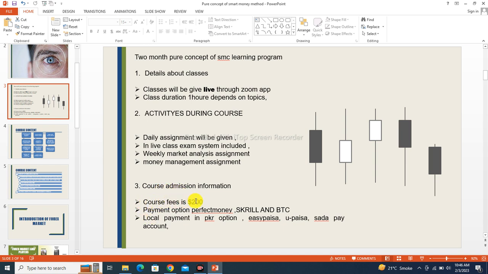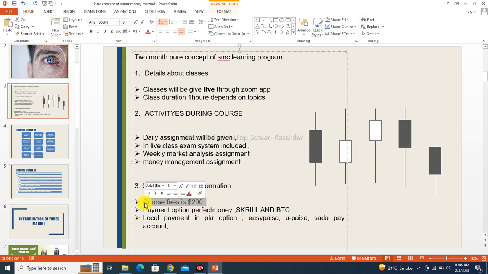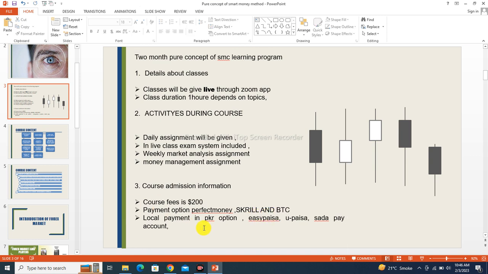Course fee is $200. Payment options are Perfect Money, Skrill, and BTC. If you are from Pakistan, you can pay in PKR, and you can convert the 200 into PKR and pay the fees through EasyPaisa, JazzCash, or SadaPay account.